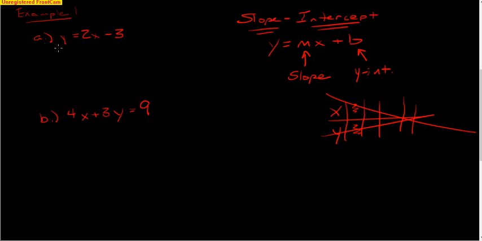Example 1 on your packet. This one is already in y equals mx plus b form. You've got the y over here by itself. You've got the x term first, and then you've got some constant after it. All right, so first one, really easy. This is your slope, okay? That is a positive 2. If I go to graph it, I would write it as 2 over 1.